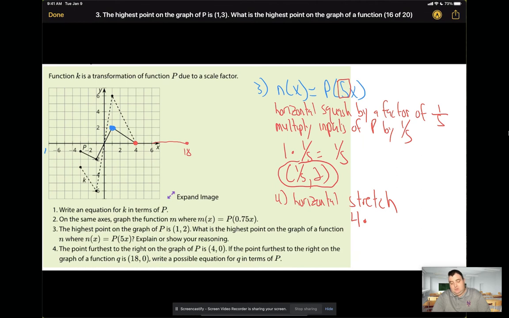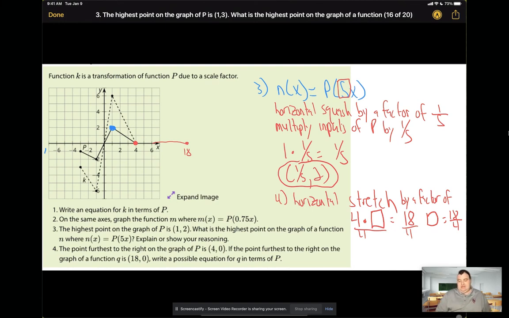So the question is, what do I multiply 4 by? 4 times what is equal to 18? Okay. Well, if I have to divide by 4 here, I'm going to get that what is going to be equal to 18/4. Okay. But because it's a horizontal stretch, I have to do the opposite.